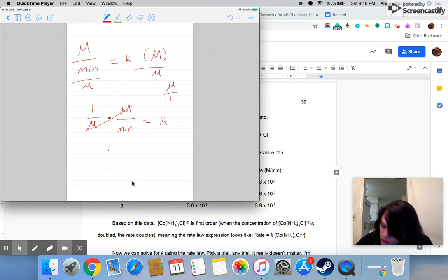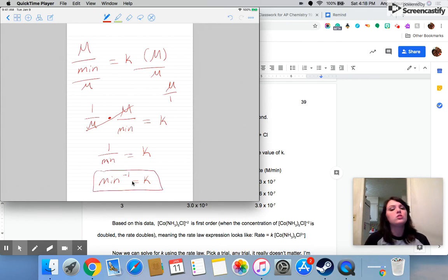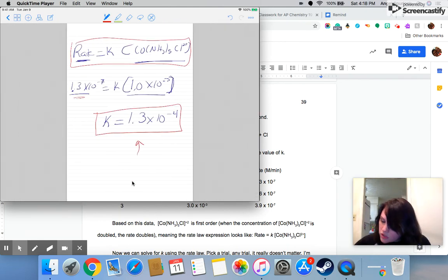What that leaves me with is 1 over minutes as my unit of K. Or very often, you're going to see it written as minutes to the negative 1, to indicate that it's on the bottom of a fraction. And that's your units of K. All right? So if I were to go back here, I would not just say my answer is 1.3 times 10 to the negative 4th. My answer is 1.3 times 10 to the negative 4th minutes to the negative 1.